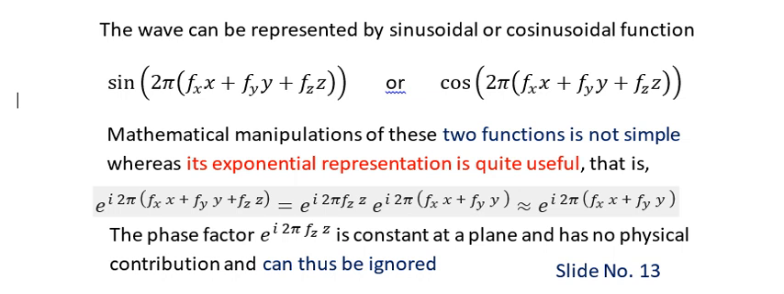So the phase factor e to the power iota 2 pi fz z is constant at a plane, that is for a given value of z it is constant and has no physical contribution, and thus it can be ignored. So here we end slide number 13 of this course.